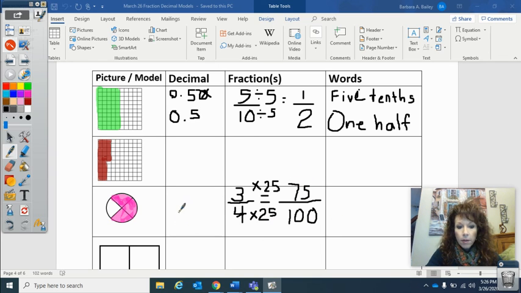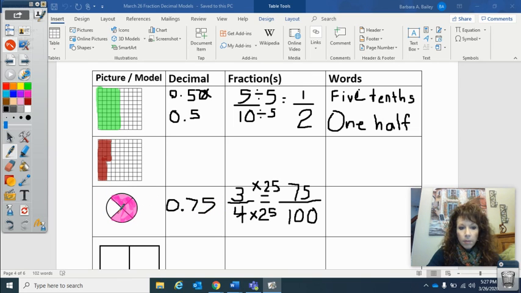And we can write this one as a decimal. So how would I write 75 hundredths as a decimal? Well, I have 0 ones and 75 hundredths means 7 tenths and 5 hundredths. So this is 75 hundredths.